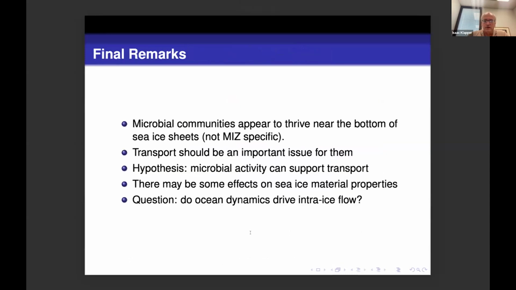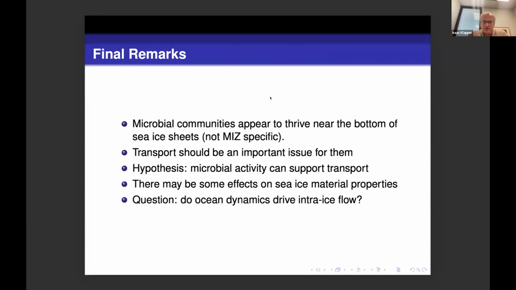Okay, so let me finish with some final remarks. We see microbial communities in the bottom of sea ice, which to me was surprising. This is not specific to this site, I think, but in a lot of places, because it should be hard to live there for reasons I discussed. And the first thing that comes to mind for me is transport. How do they get their nutrients, and how do they get rid of byproducts?